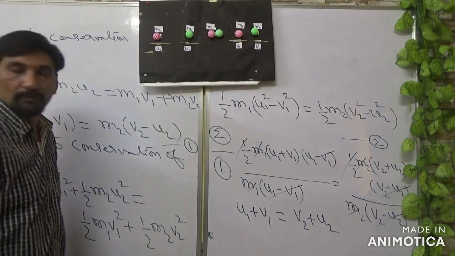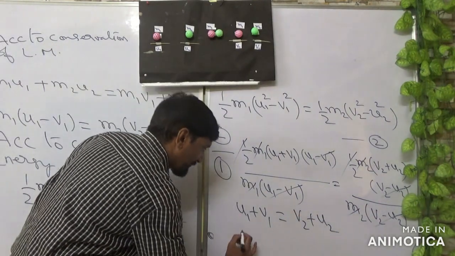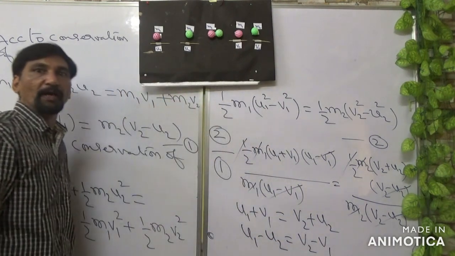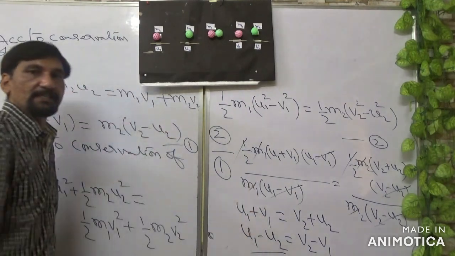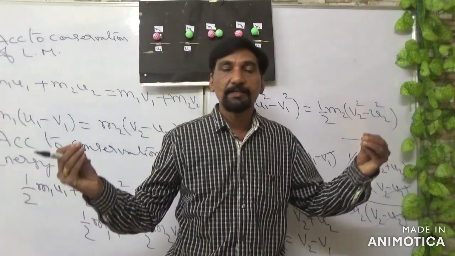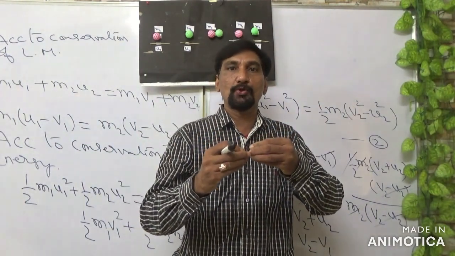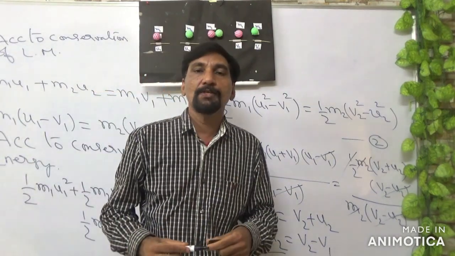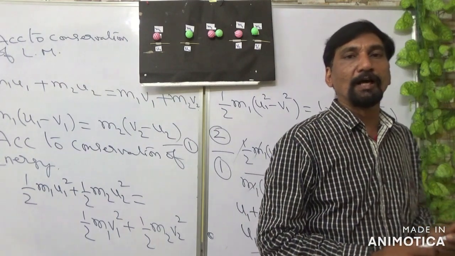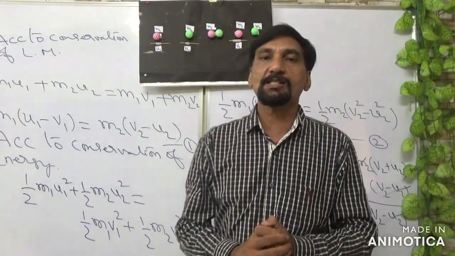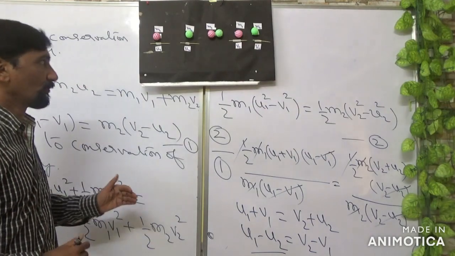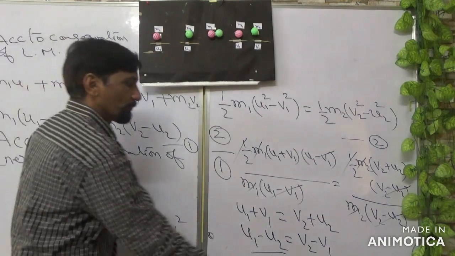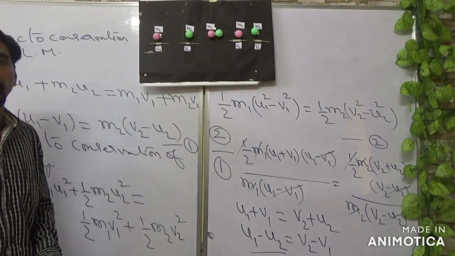Now you can take this to the other side. So u1 minus u2 equal to v2 minus v1. So we can say this is relative velocity of approach equal to relative velocity of separation. A very important question in IPE. You can expect it for 4 marks: prove that in case of elastic collision, relative velocity of approach equals relative velocity of separation.